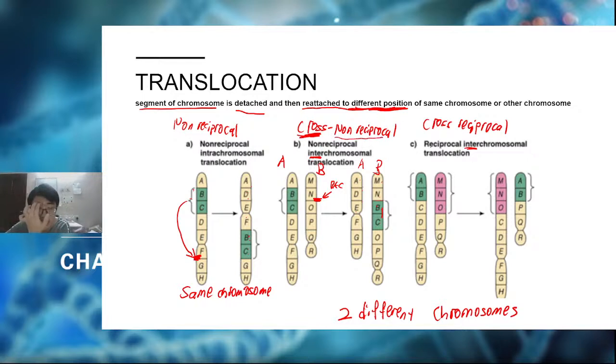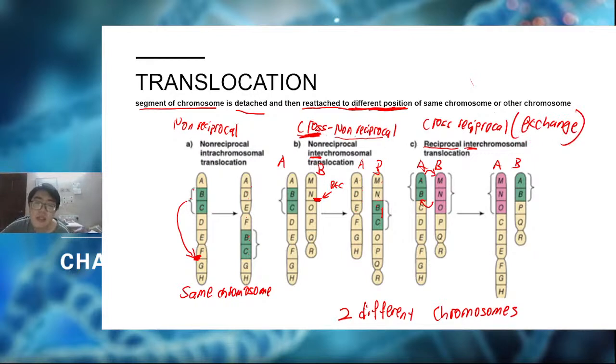But the final type is called cross-reciprocal. It is already reciprocal. Reciprocal means that it is exchanged. The mutation is exchanged with each other. So you see this, this is A, this is B. The genes of chromosome A will move to B. At the same time, the segment of chromosome B will also insert into chromosome A. They exchange with each other. Exchange of material. This one has none.